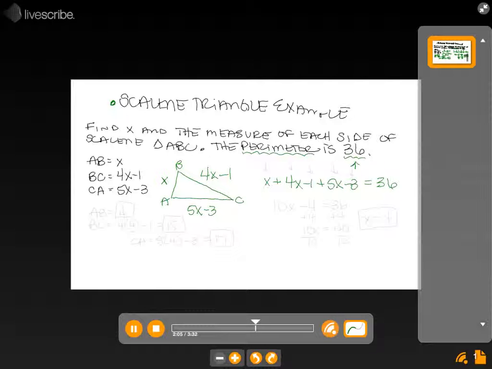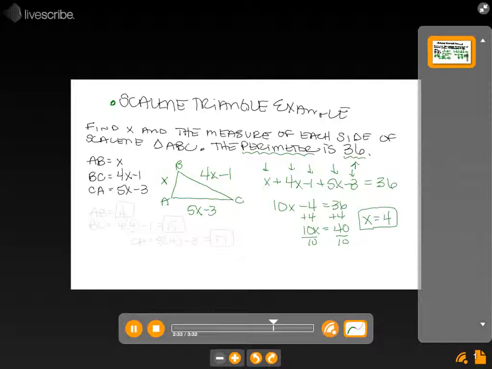Now we're going to combine like terms. Well, I have 1x, 4x's, and 5x's. That gives me a total of 10x. And then I have a negative 1 and a negative 3, so minus 4 equals 36. Add 4 to both sides. So 10x equals 36 plus 4, which is 40. Divide by 10. x is 4.